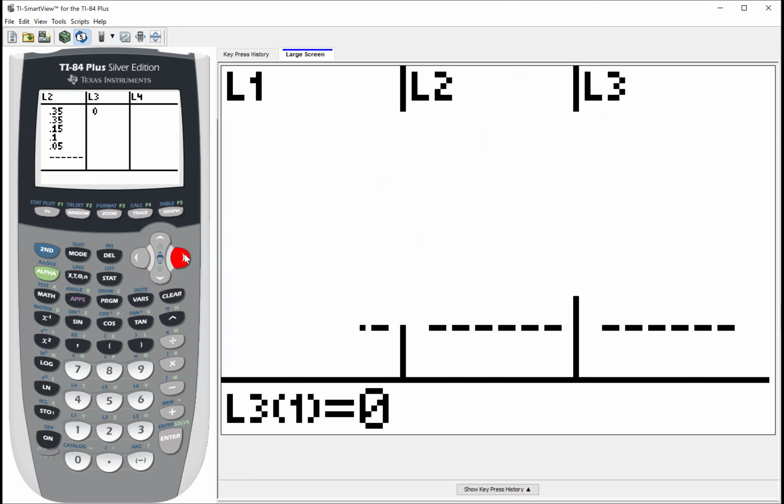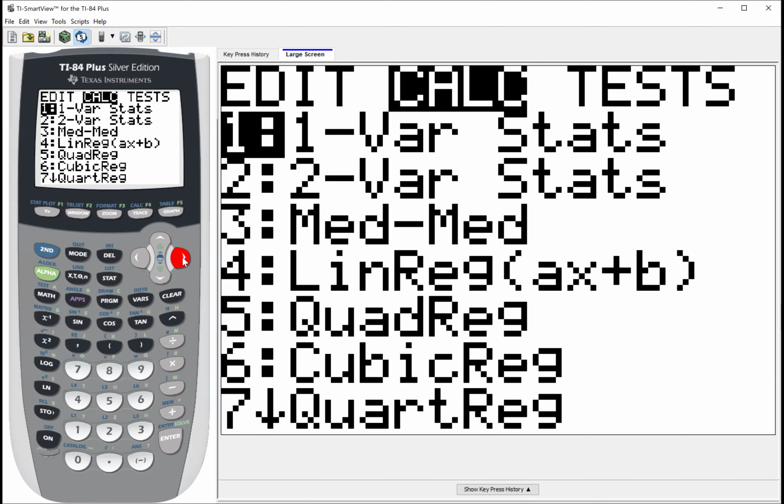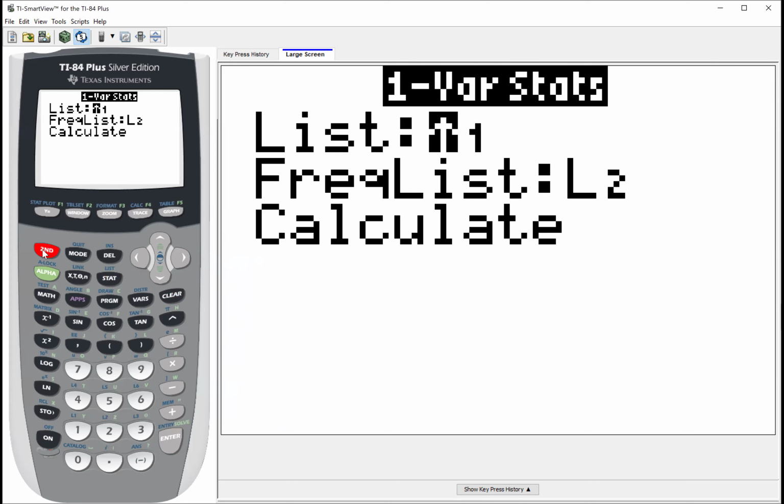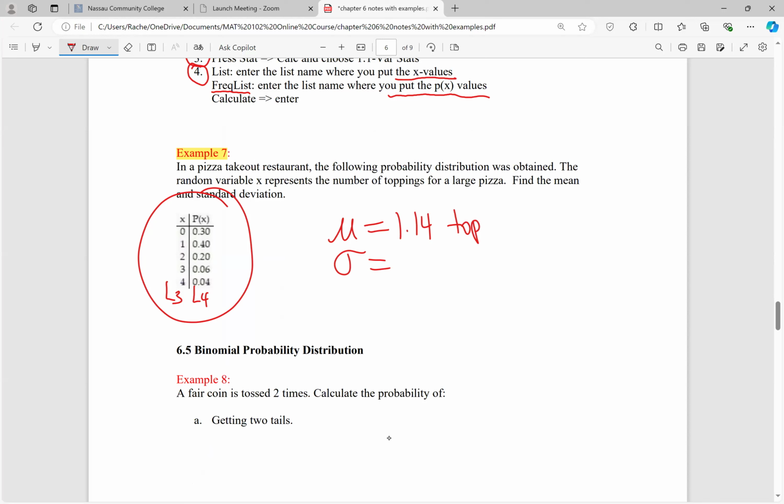So you could see my probability distribution is in L3 and L4. So we're going to press stat, arrow over to calc, one variable stats. Now the X list goes first, and that for me was L3. Now the P of X list, and for me that was L4. And now we could calculate. And we get a mean of 1.14 with a standard deviation, let's go two places, of about 1.04. So the mean is equal to 1.14 toppings on average. And there's an average deviation of about 1.04 toppings per pizza from the mean.